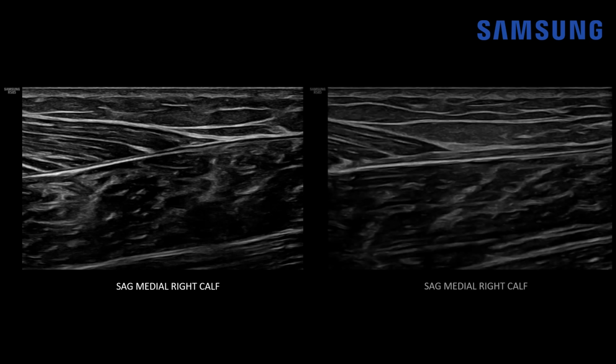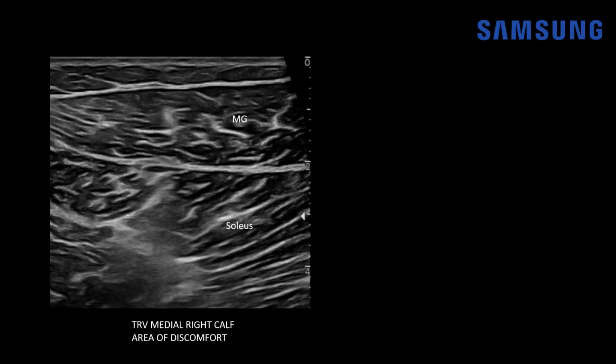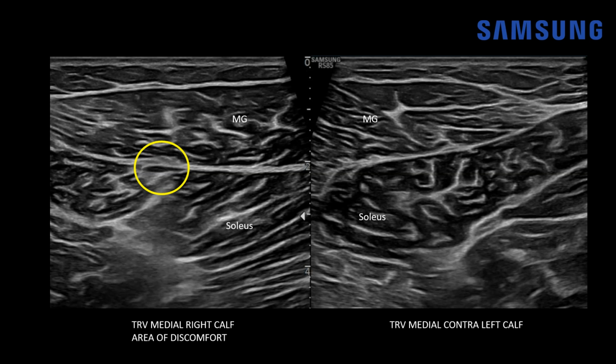But when we move slightly more medial to this region, we can see this mildly thickened hypoechoic plantaris tendon. When we turn transverse on it, we can see it in this region here, again between the medial gastrocnemius and soleus muscles. And with subtle cases like this, it's very helpful to do comparison scanning of the contralateral leg. So here we're looking at the left calf, and we can see a much thinner appearing normal plantaris tendon, and this leg was asymptomatic. So this is a case of mild plantaris tendinosis.